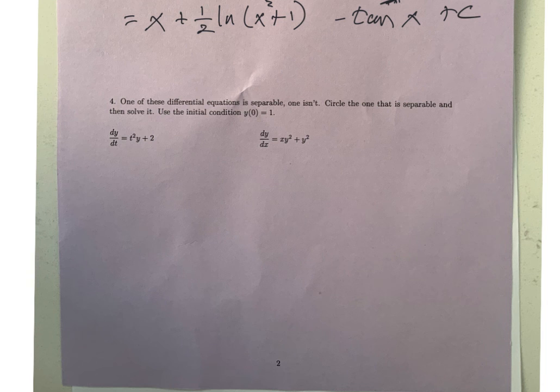Question number 4. One of these is separable, one isn't. Well, the way they're written, neither one looks separable, but if I look closely at the second one, I can pull that x squared out. And fortunately, I have y squared. I have one on both terms, so I can write the derivative as the product of a function of y times a function of x. You can't do that with the first one.